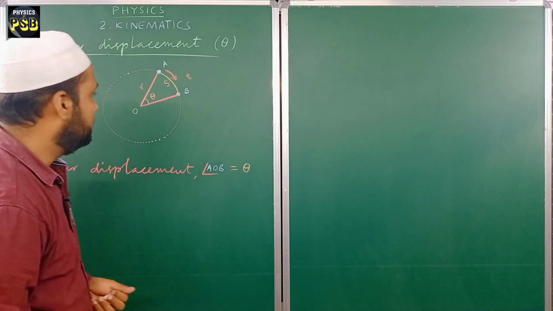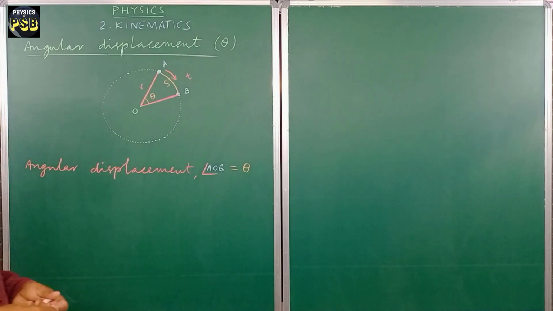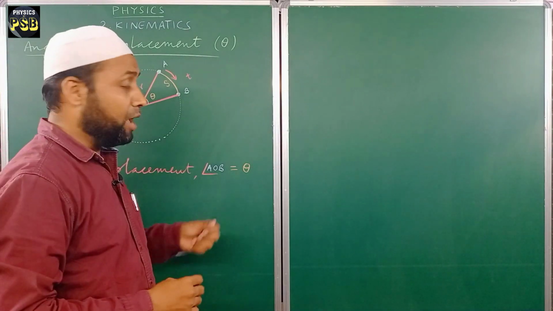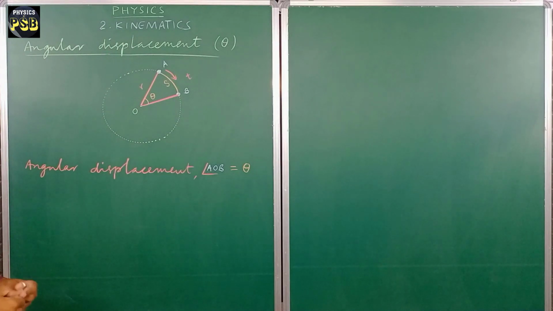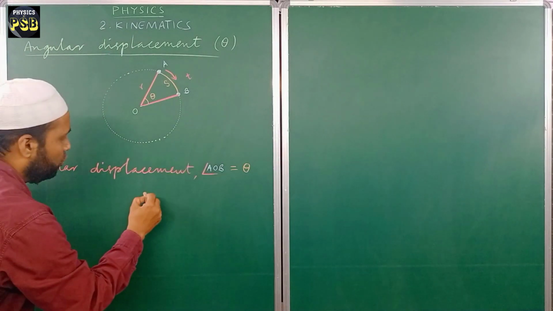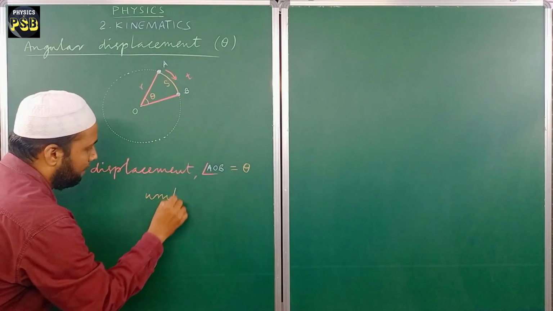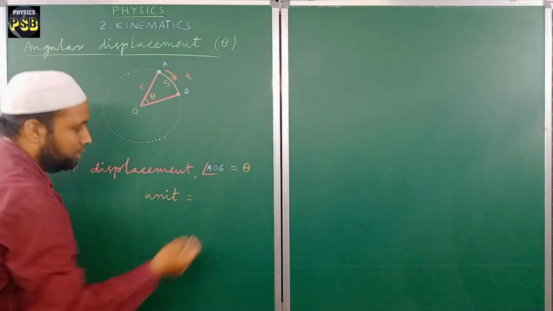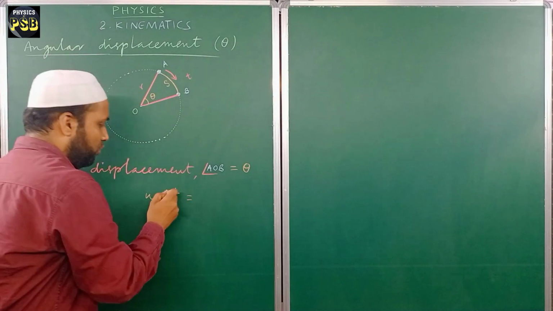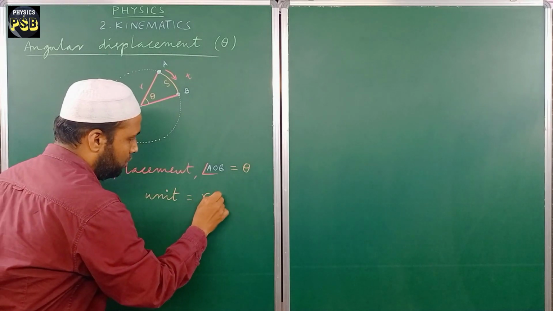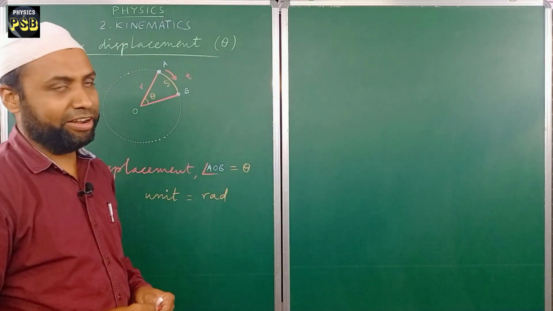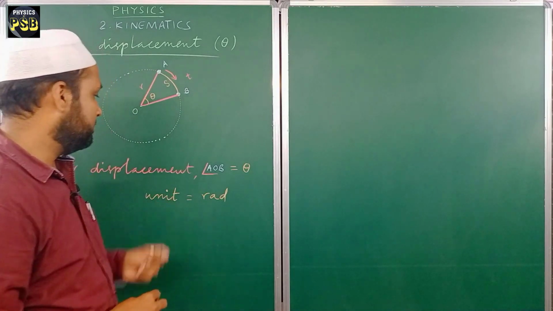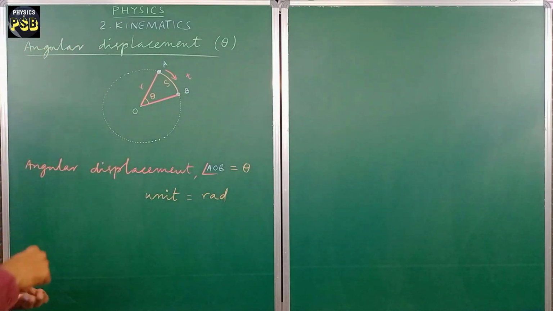Got it? So simple. And how do we measure angular displacement? Angular displacement is measured with the help of a unit called radian. It is measured using the unit radian, which in a simple form is written as rad. Clear? We'll go ahead.